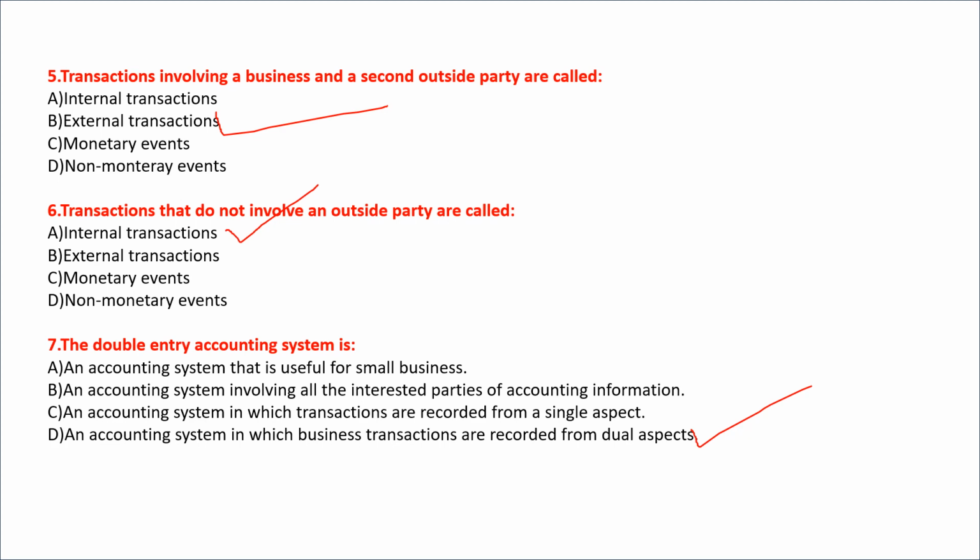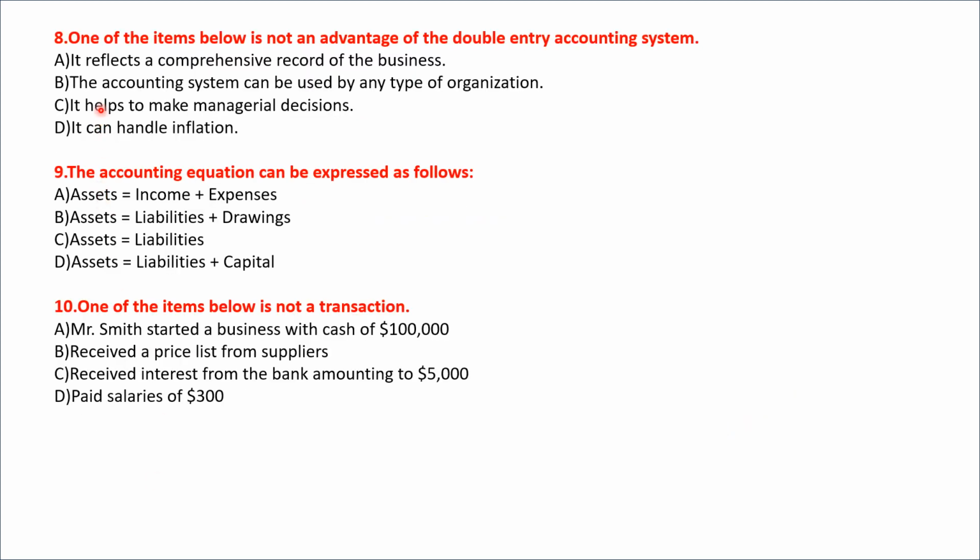Let's see the next question, one of the items below is not an advantage of the double entry accounting system. Let's see the options: it reflects a comprehensive record of the business. The accounting system can be used by any type of organizations. It helps to make managerial decisions and it can handle inflammation. Okay, so the right answer is option D, it can handle inflammation.